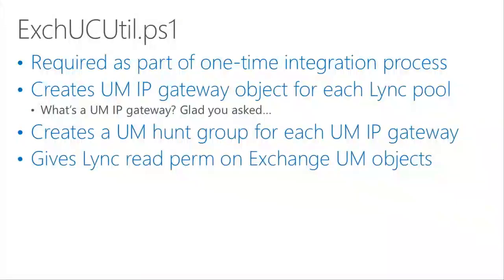Now, speaking of things that are legacy but still with us, we also have this Exchange UC util script, which some of you may have run across before. You still have to use it. And the reason you have to use it is because it does three things that we care about a lot. The first is that it creates IP gateway objects.